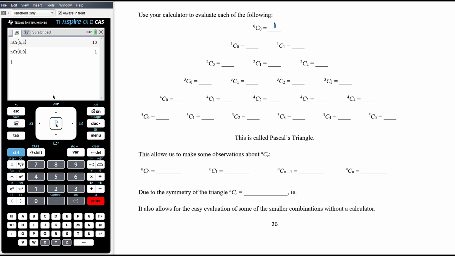Okay, that's a slightly technical definition. But the rest are fairly straightforward. If I have one object and I don't want to choose any of them, there's one way to do that. If I have one object and I want to choose one of them, there's only one way to do that.